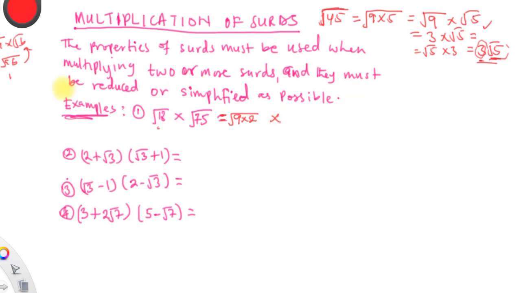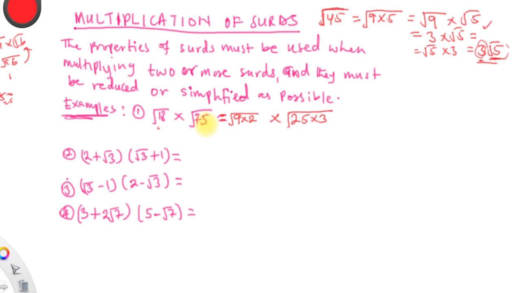And then we have times what? 75. What is 75? So 25 times 3. 25 plus 25 will give us 50, and 50 plus 25 will give us 75. So it means that 75 is the same as 25 times 3. So why am I choosing 25 times 3? As usual, the square root of 75 is not simplified.